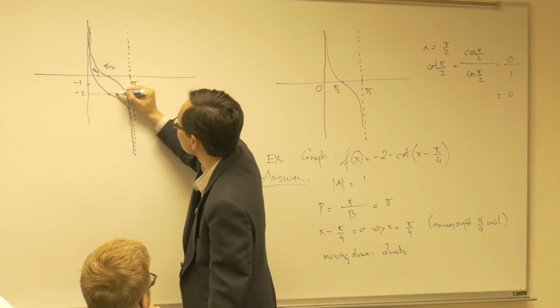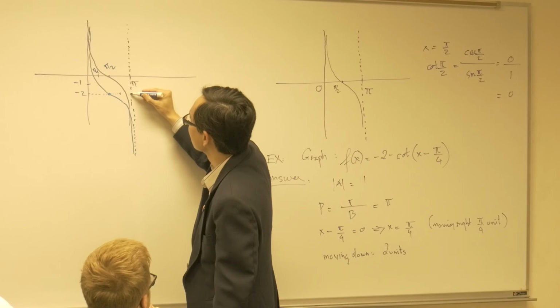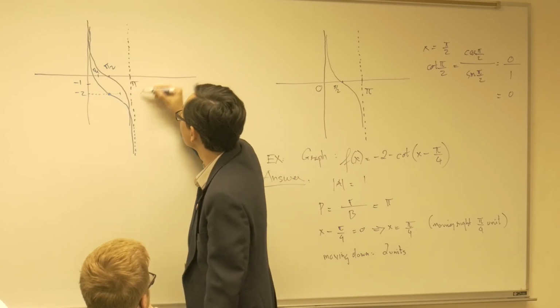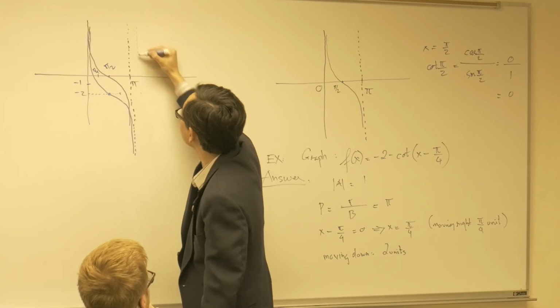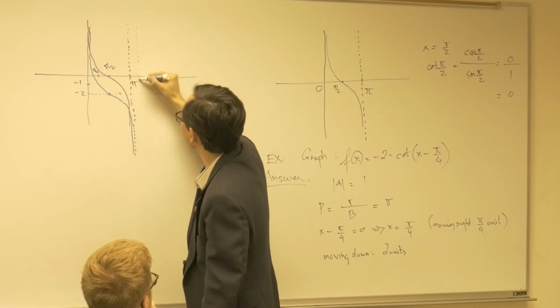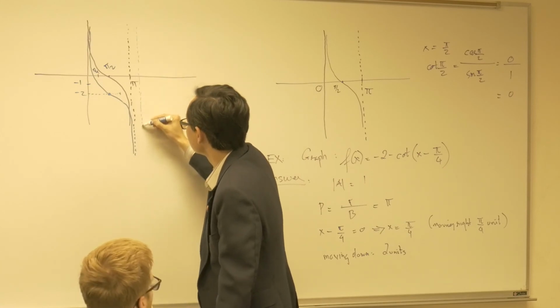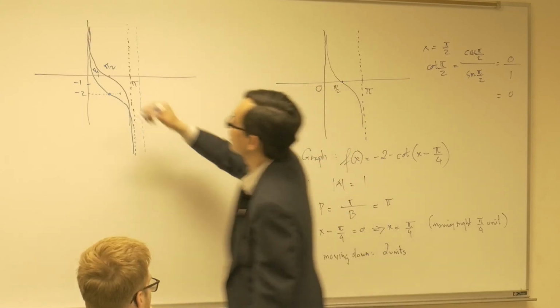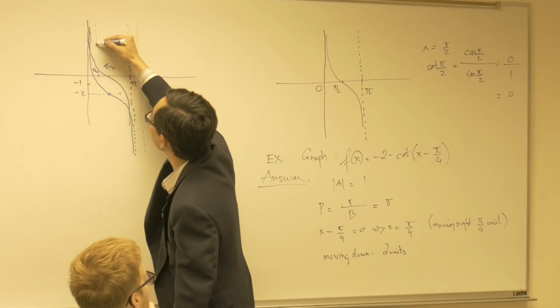Okay, so the origin will be here. And of course the vertical asymptote will be moving also. So it's going to move over here. So this is our vertical asymptote. And our new vertical asymptote will be here.